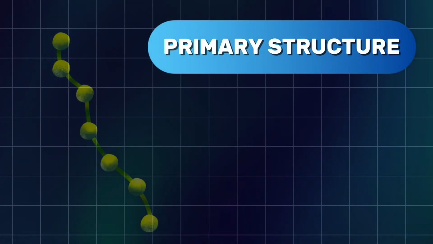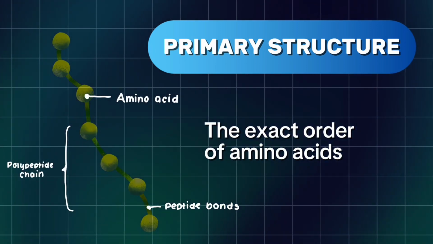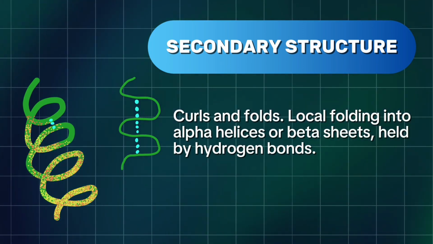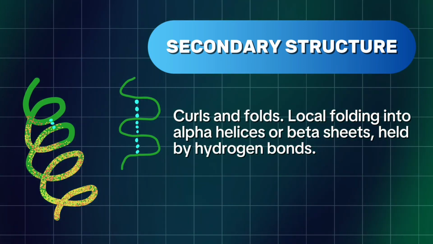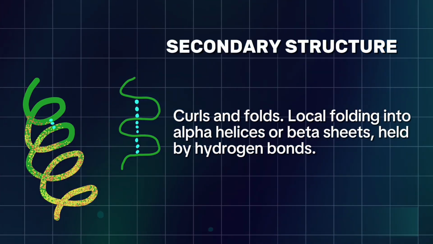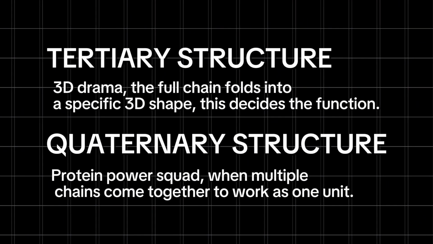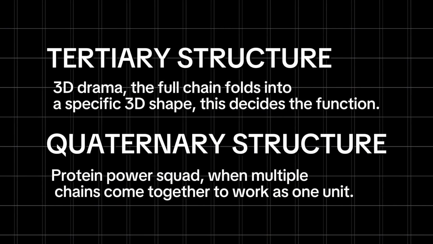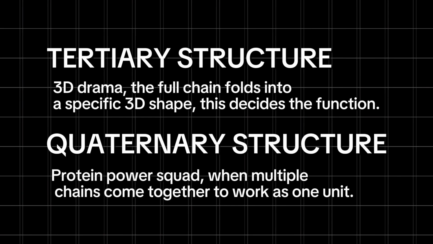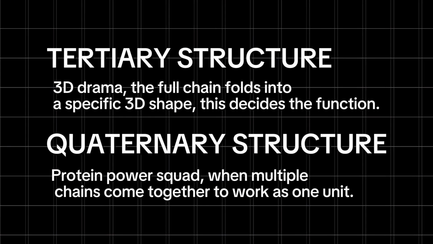Primary structure, the exact order of amino acids. One change can mess things up. Secondary, curls and folds, local folding into alpha helices or beta sheets, held together by hydrogen bonds. Tertiary structure. 3D drama, the full chain folds into a specific 3D shape, and this decides the function. Quaternary structure. Protein power squad, when multiple chains come together to work as one unit.